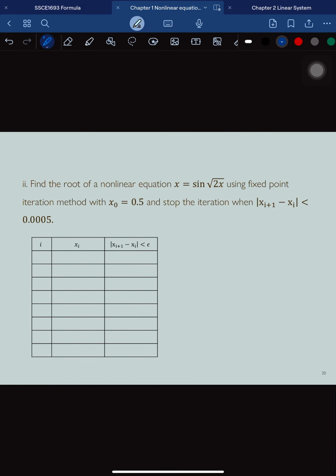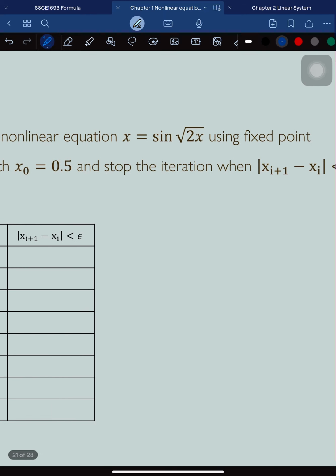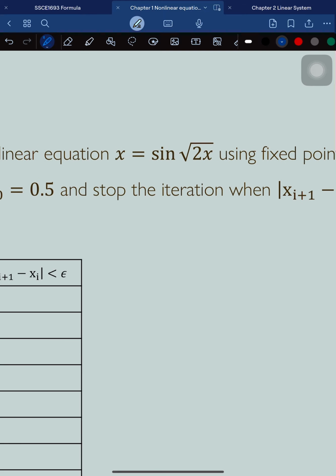Okay, so the second example, find the root of the nonlinear equation using the fixed point iteration method. Okay, so the given equation is already in the form of x. The g(x) is equal to sine of 2x to the power of half. Okay, so you can check whether this g(x) satisfies our convergence criteria.